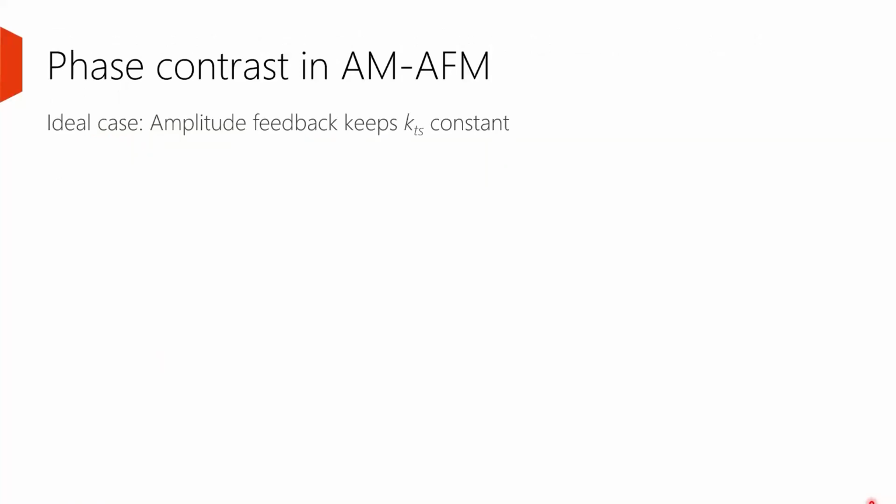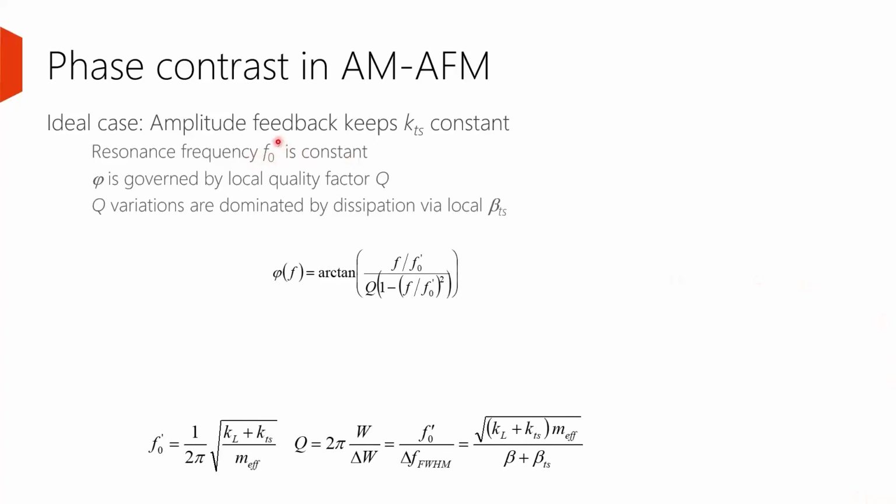Now in the ideal case, the amplitude feedback tries to keep the tip sample spring constant constant. That means that the resonance frequency would be constant and that the phase is mainly governed by the damping factor or the quality factor Q. And the Q variations are then dominated by dissipations via the local tip sample interaction. However, in reality, KTS may or will locally vary as well, with the result that the resonance frequency is also changing, that your amplitude is changing, and that the phase that you see is not only depending on the damping. And that makes phase imaging very difficult to interpret. It gives you very nice images, but the interpretation and quantification of the images is very difficult.